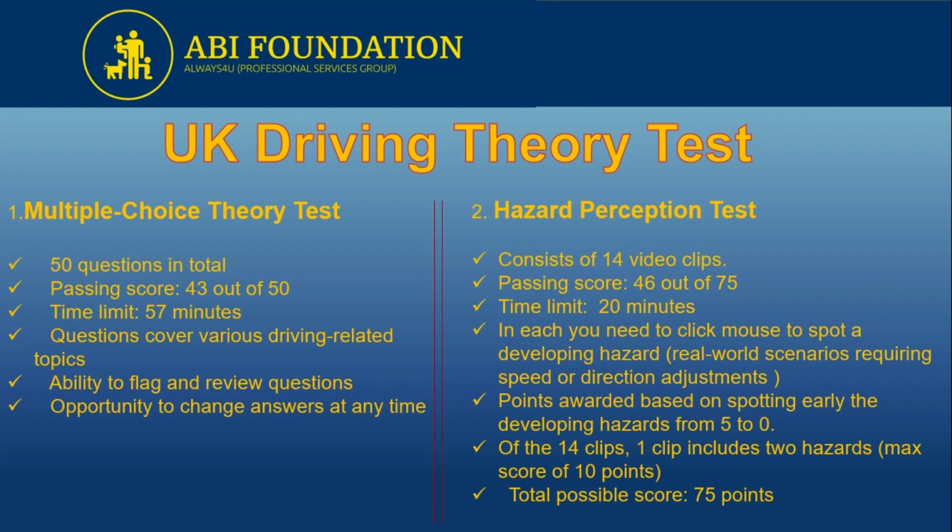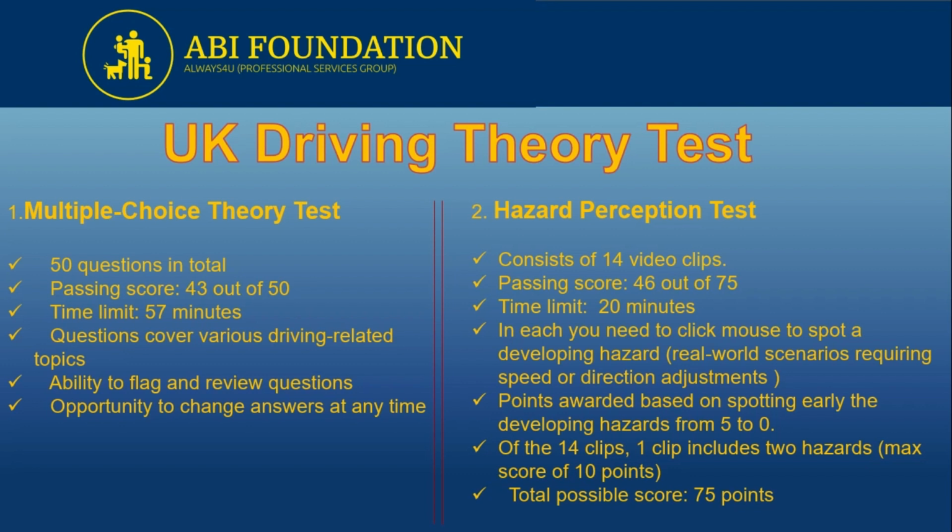In this theory test you will have the ability to flag questions, and you can always come back to those questions before you submit, and you can change your answers anytime before the final submit. So this is a 50 question test which you need to complete in roughly an hour, and the passing score is high, it is 43, so you need to prepare well for it. After the theory test is completed, on the same computer, you can take a 3 minute break, and then take up the hazard perception test.